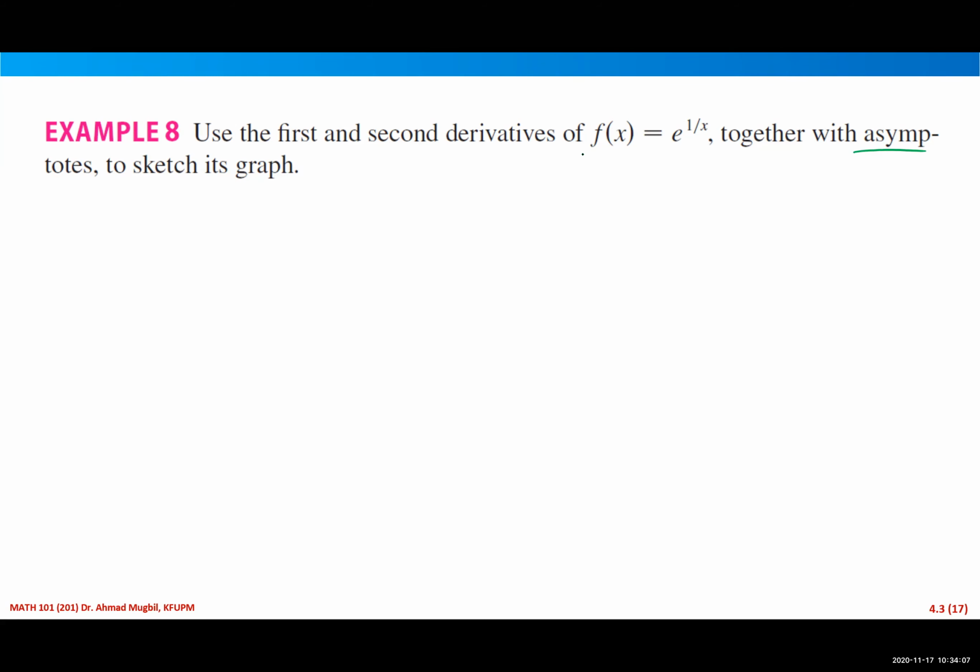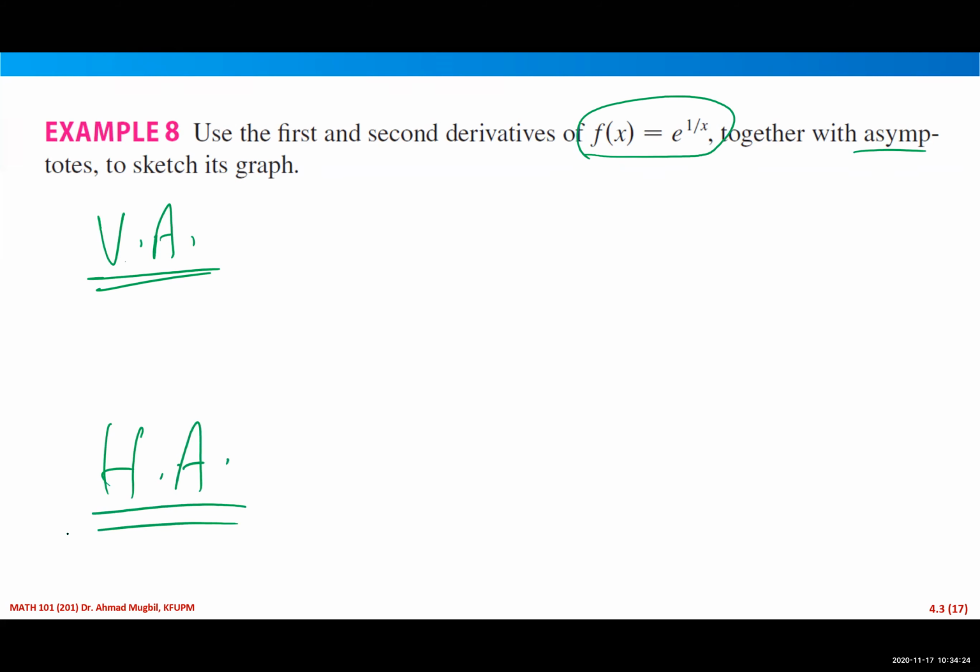How to find the asymptotes of this function? You need to think about the limit as x goes to 0 and to infinity, about two things: the vertical asymptotes and the horizontal asymptotes. Do you remember which one is easier? What do you think? The vertical. Okay, let's start with the vertical.